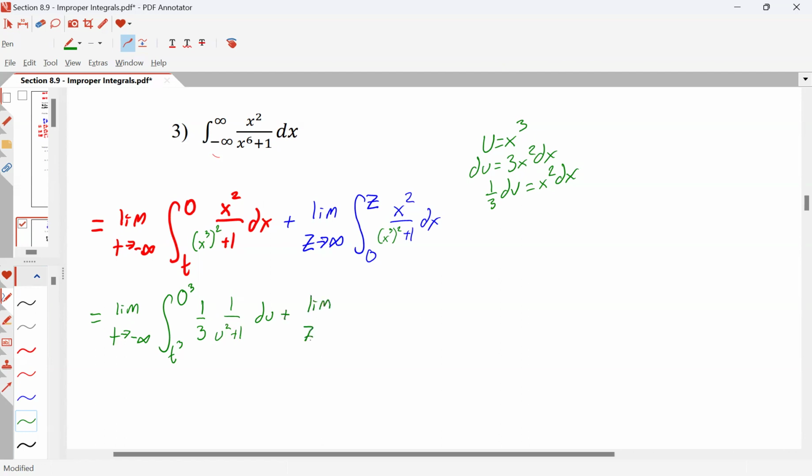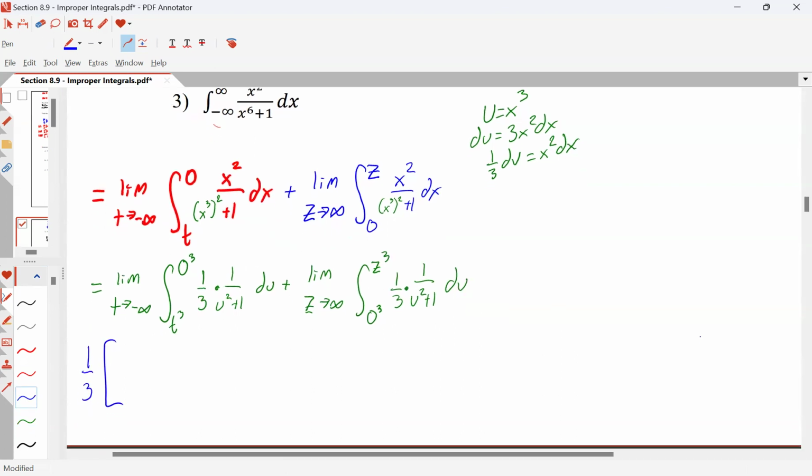Repeat that for our second integral. Again, we've plugged 0 in, so 0 cubed is 0, and z cubed. And we once again have 1/3 times 1 over u squared plus 1 du. Since we have a 1/3 in both these integrals, I'm going to pull that all the way out to the front to ignore it, because it's on both of these.